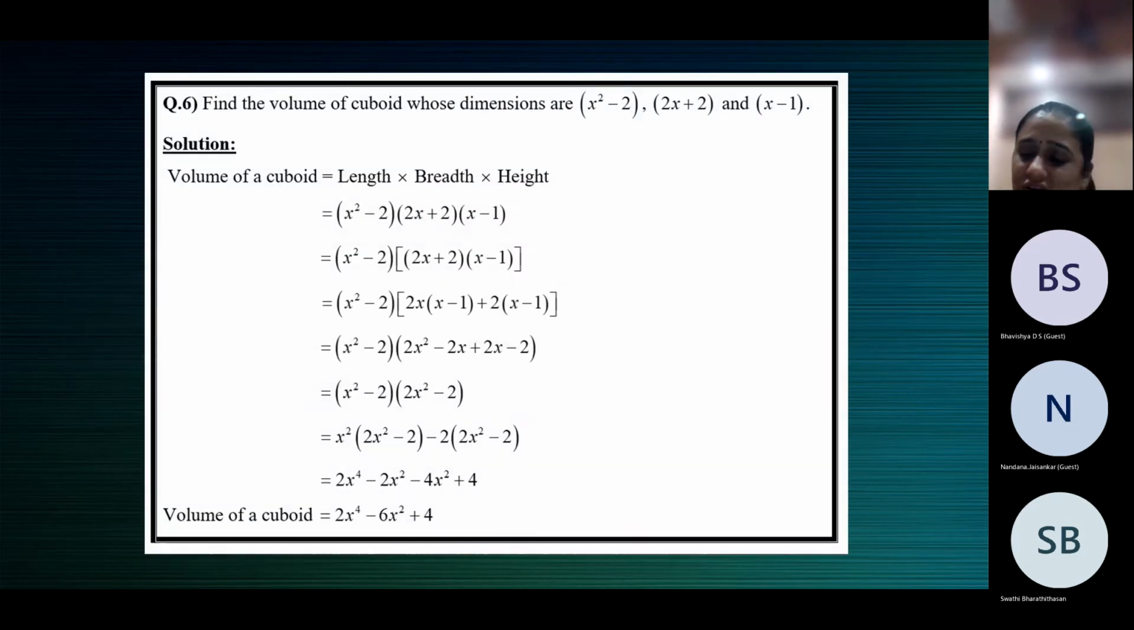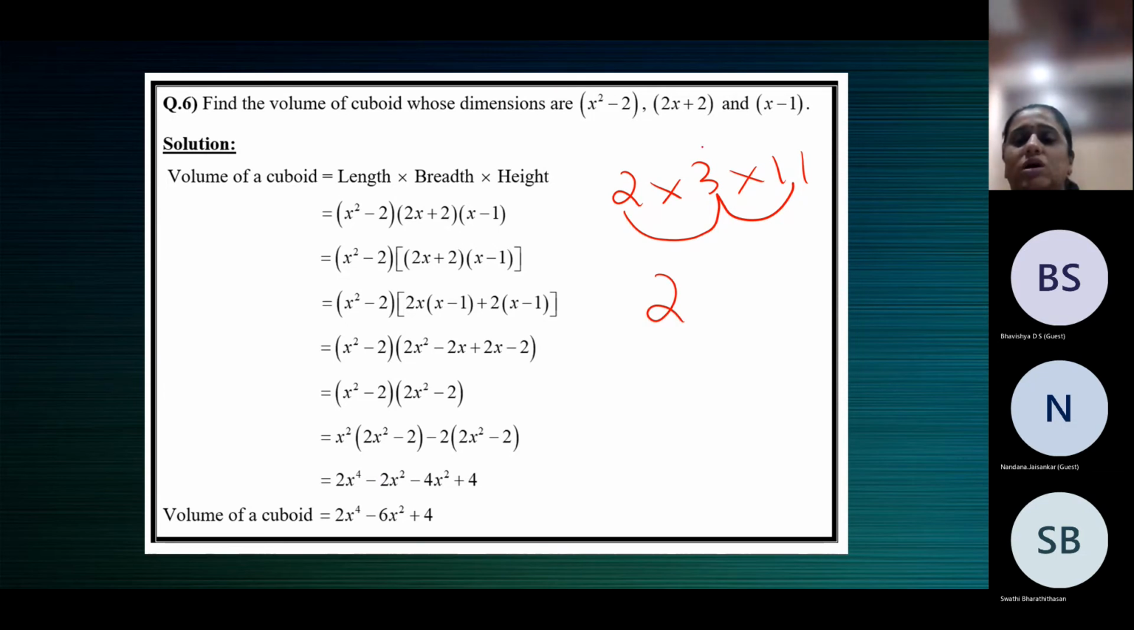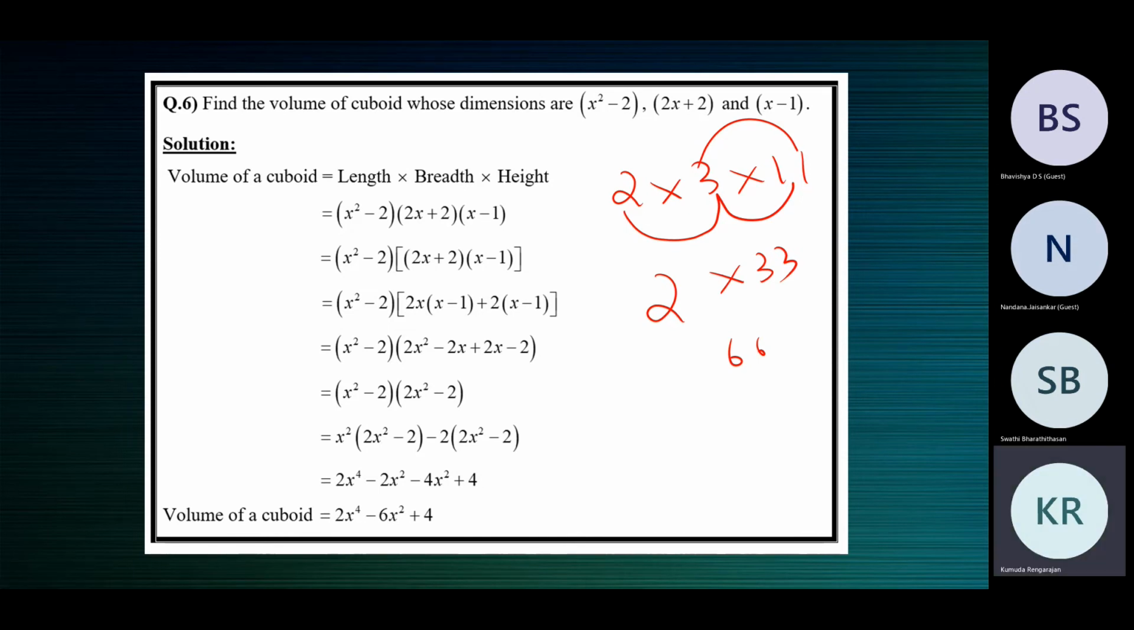See, the procedure is like this, children. We know that the volume of a cuboid is L into B into H, correct? So we have to multiply two at a time. You cannot multiply all three expressions together. When we have 2 into 3 into 11, we do 2 into 3, 6, 6 into 11, 66. Everything at the same time we can't multiply. Or maybe we do 3 into 11 is 33 and into 2 is 66. Yes or no?